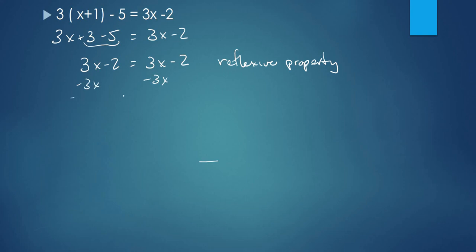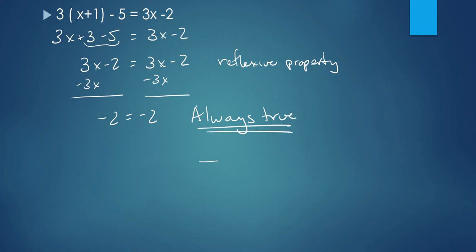If I subtract 3x from both sides, I'll get negative 2 equals negative 2. This is always true. In other words, if I go back to this line, no matter what value I put in for x, that statement will always be true. If I plug in 7 for x, I'll have 21 minus 2 equals 21 minus 2. If I put in 3 for x, I'll have 9 minus 2 equals 9 minus 2. No matter what I do, this is going to be true.